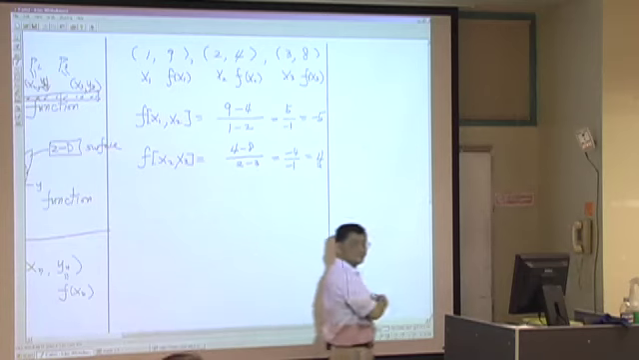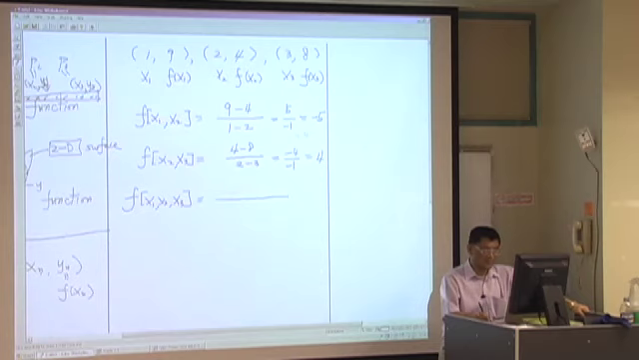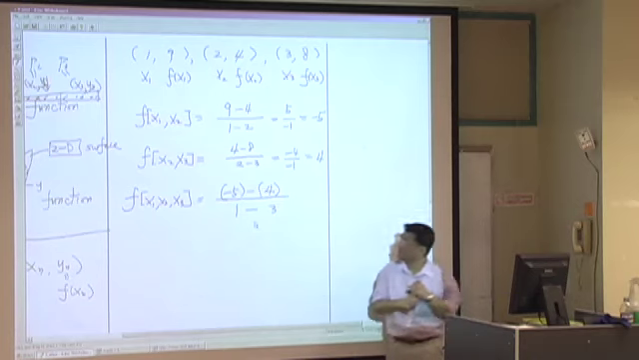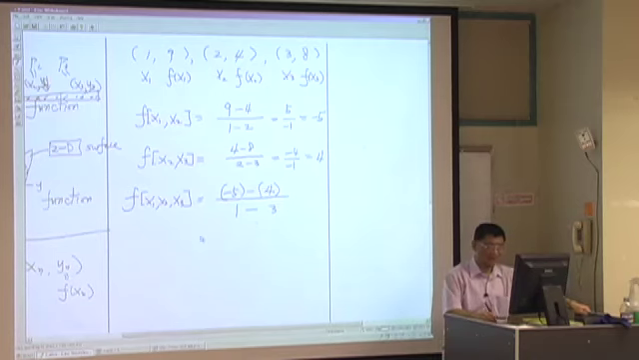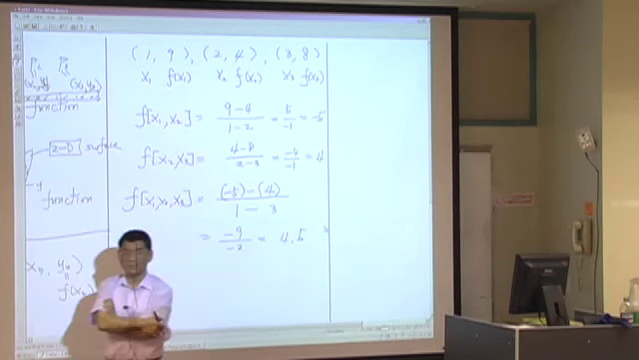No questions? Then the next thing, what is f of x1, x2, x3? This is equal to what? Minus 5, minus 4, and then 1 minus 3 by the definition, right? Then this becomes negative 9. So negative 9 over negative 2 gives us 4.5. So we derive these things.